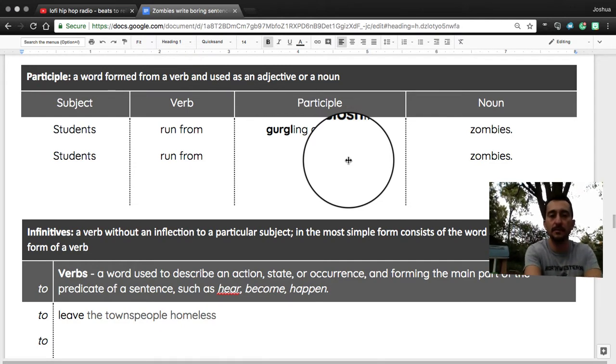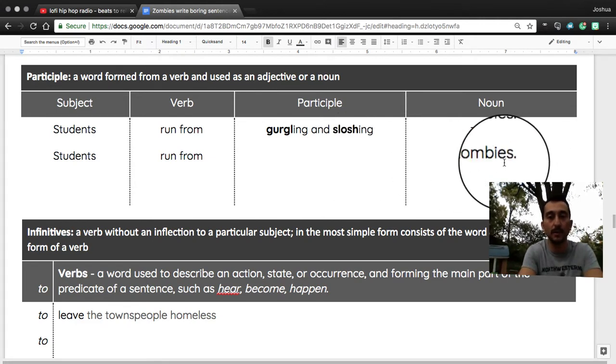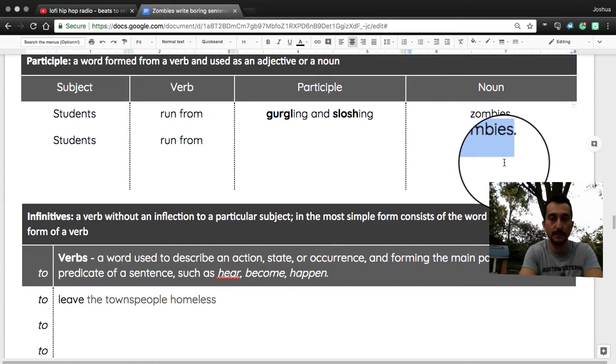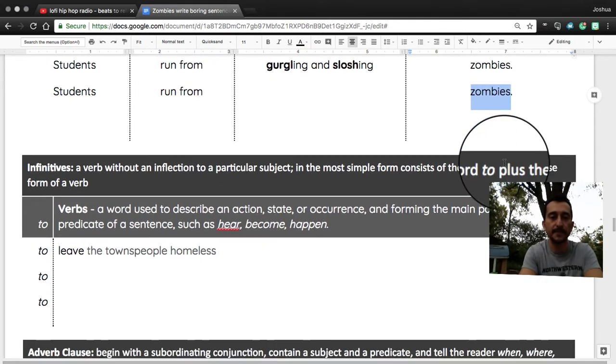So in here I took apart the sentence strips. These are parts of the sentence strips that I have listed out. The students run from gurgling and sloshing zombies. That's not every aspect of the sentence strips, but that's one aspect. And so I would have them throw up, just as a whole group or maybe in pairs, two other participles that would work to describe zombies. But they have to be verbs, right?